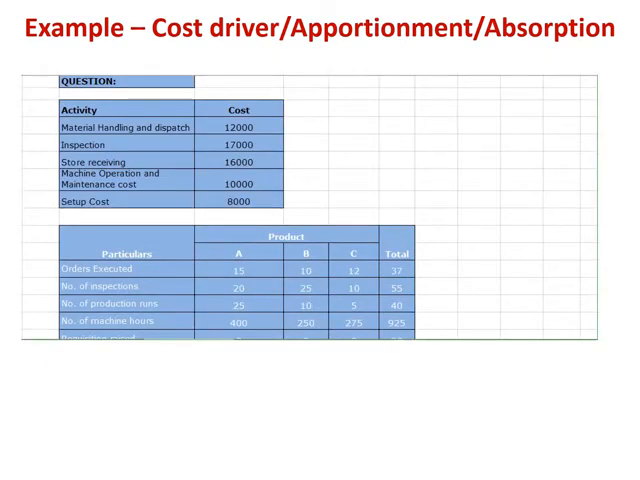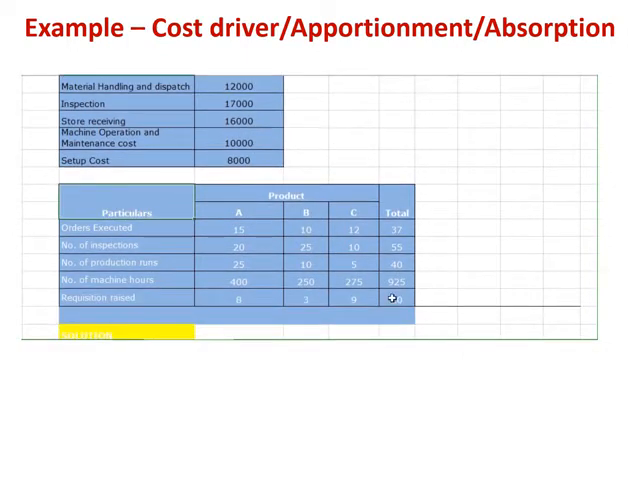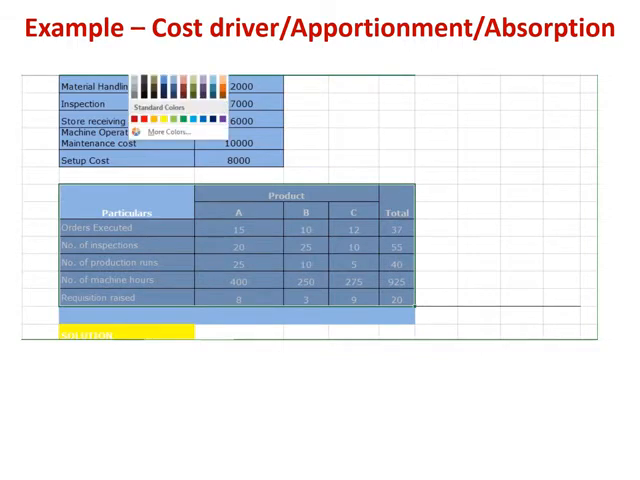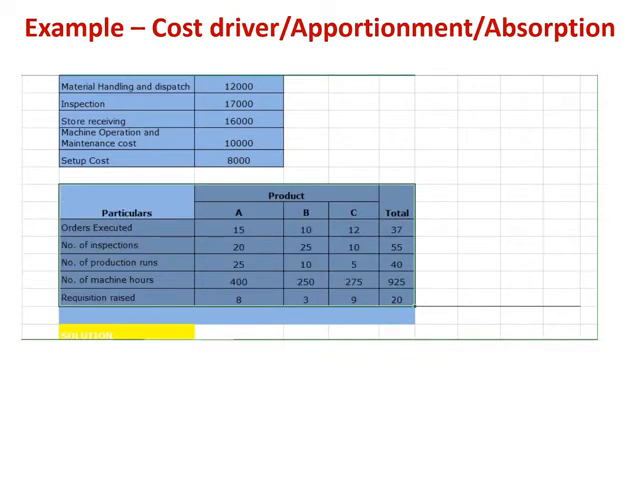Now we are going to see the problem in an Excel sheet. See, we have the question and we have the overheads. The activities are the various overheads: material handling and dispatch, inspection, stores receiving, machine operation and maintenance cost, and setup cost. And we have the cost for the various overheads, but we don't know for which product or process it is. Now they have given some other particulars like this. The particulars are given here. They have given 5 different particulars: orders executed.